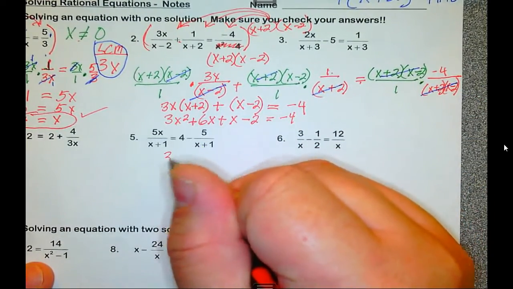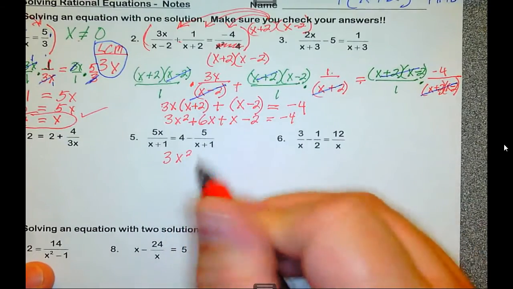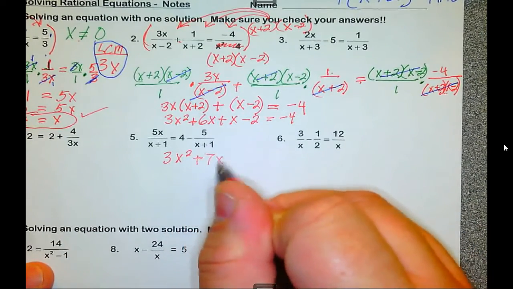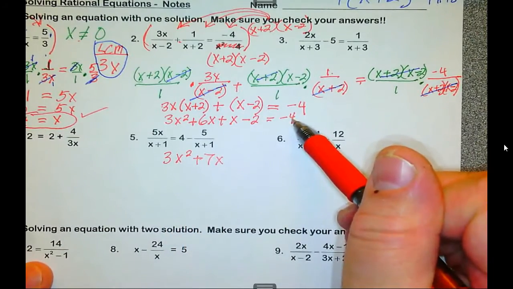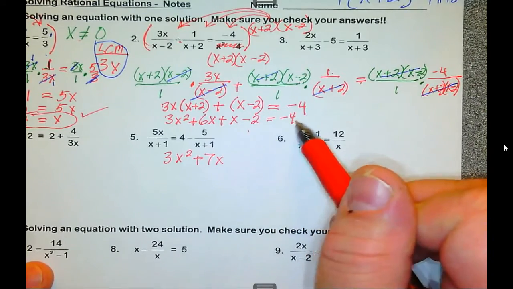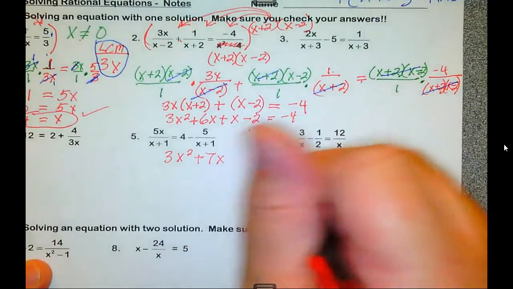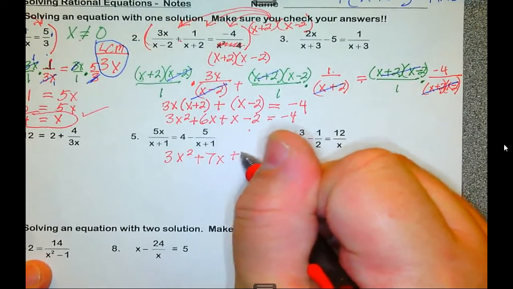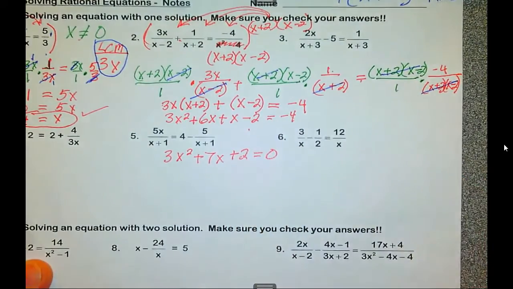All right, 3x squared plus 7x. I'm going to bring this 4 to this side because this is a quadratic equation. I need it equal to 0. So add 4 to both sides. I have plus 2 equals 0.